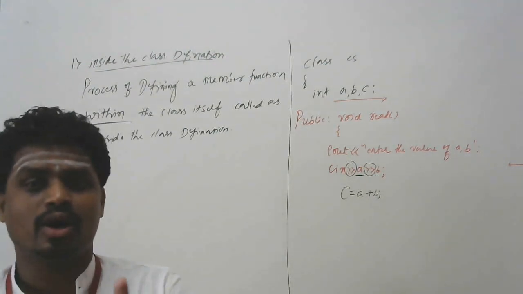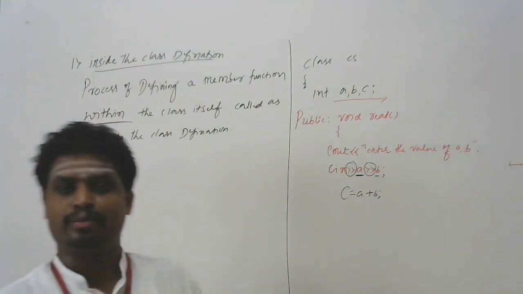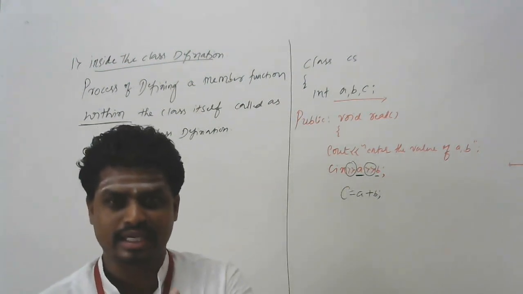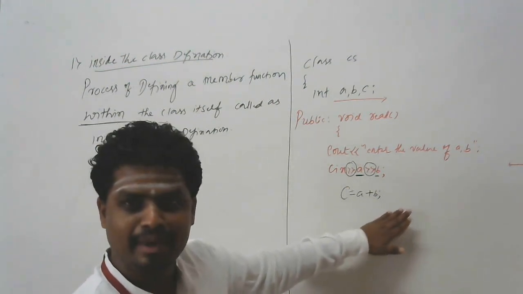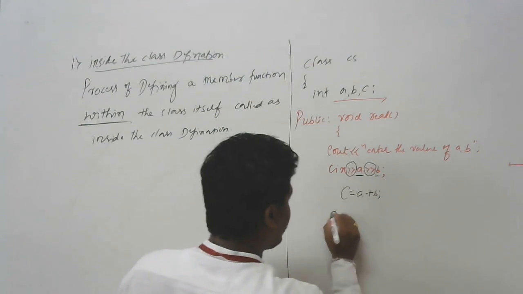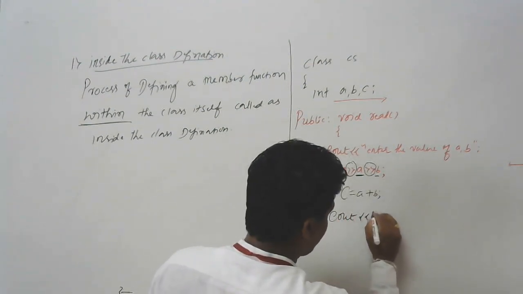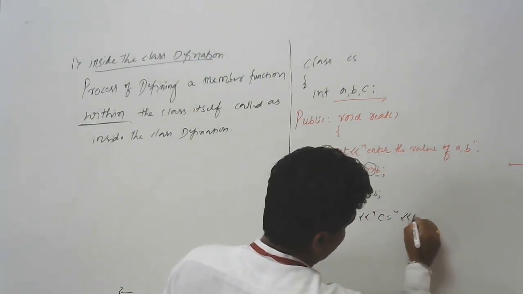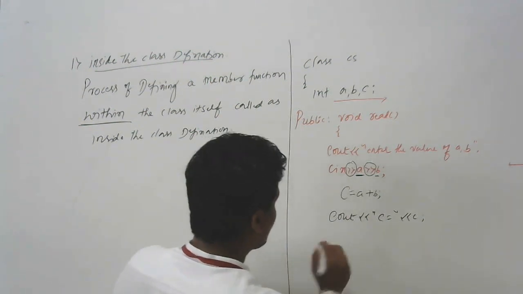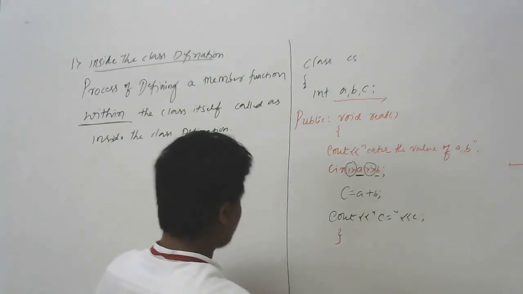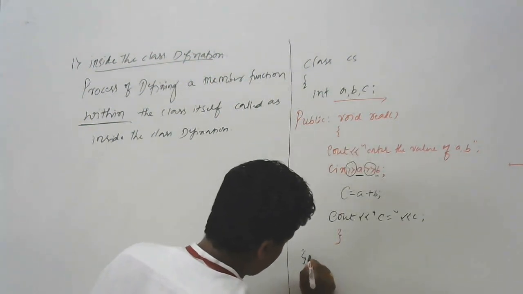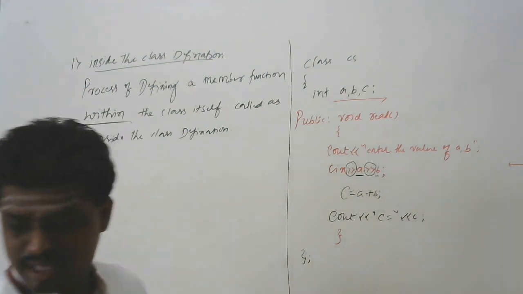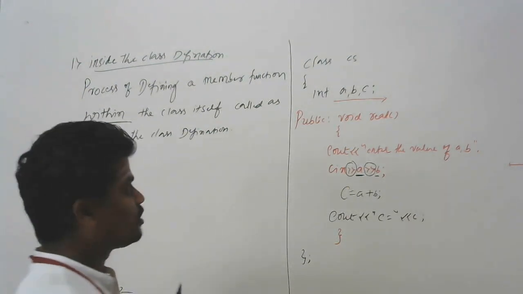First you understand the concept, so that we will write different programs with different logic. Okay, C equals A plus B. Then immediately I will print the value of C. Then close the function block. Then close the class block.